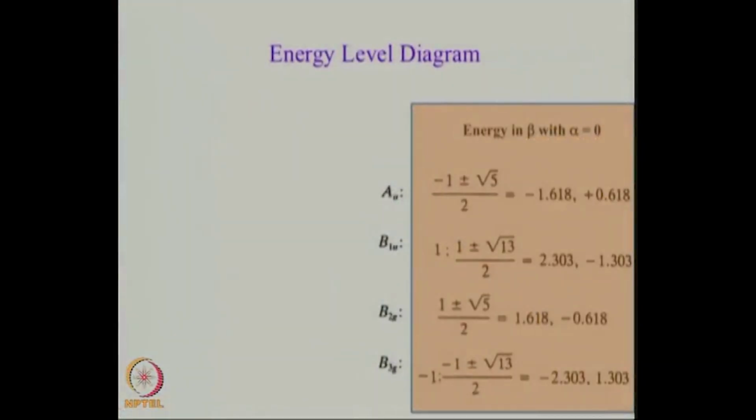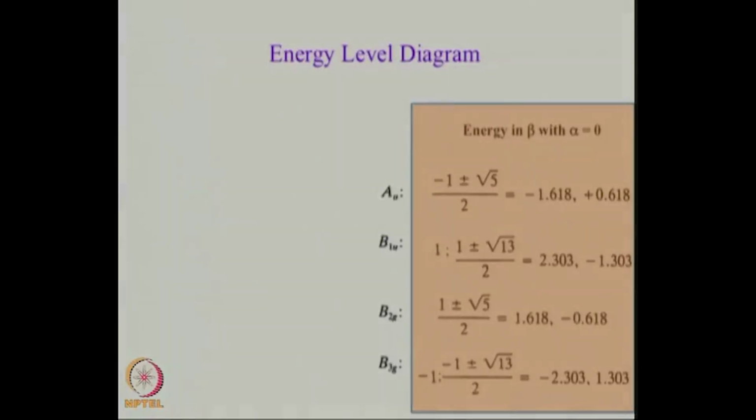Now, what I can do is, I can draw the energy diagram. What will the energy diagram look like? What is the symmetry of the lowest energy bonding orbital? B3, or B1? U or G? B1U. And what is the energy? Yes, so 2.303. 2.303 beta is the stabilization energy.